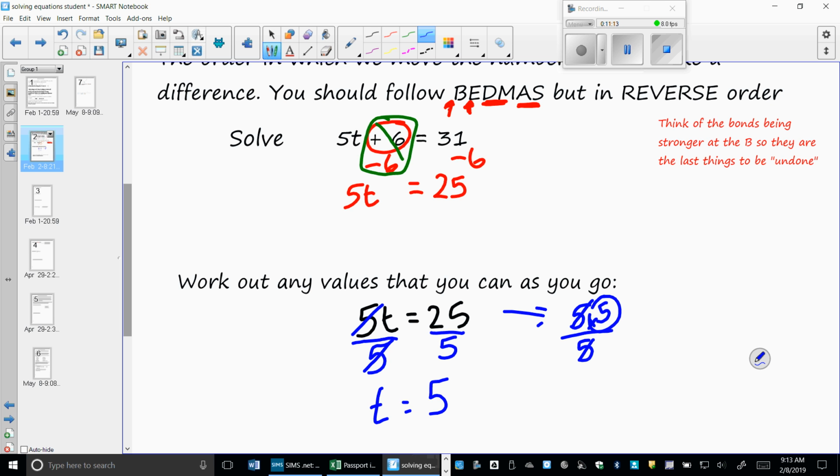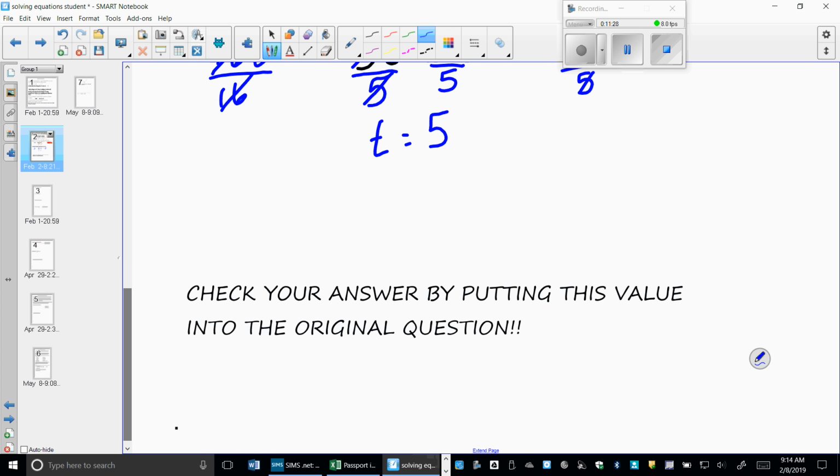Okay, that's great. Why did you choose 5 to divide by? Is it because that's what that number is? Yes, because to get rid of the number, whatever that number is. If this had said 6t, we would divide by 6. Okay, because you want to be able to cross that out. Absolutely right. Okay, so check your answer by putting the value into the original question.